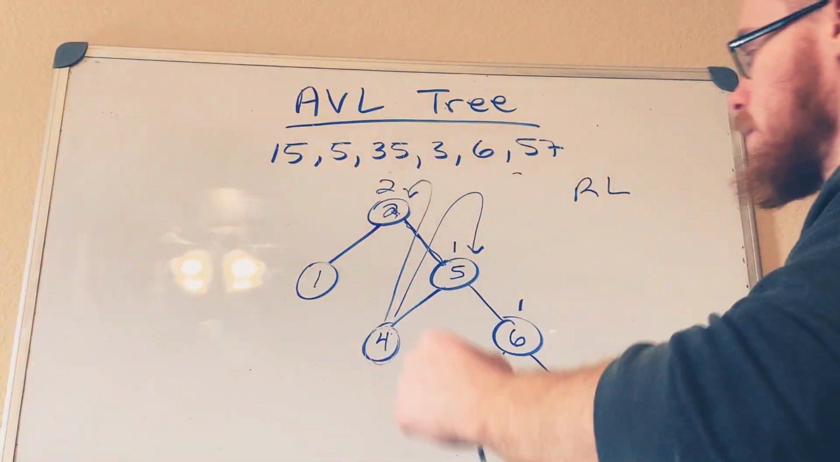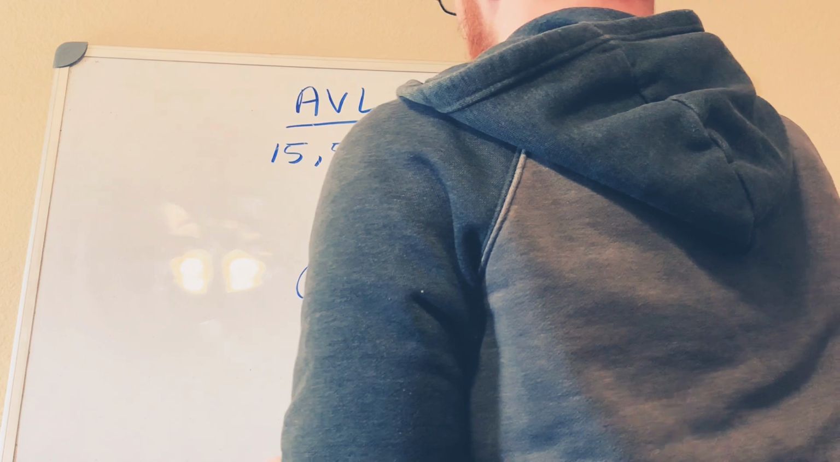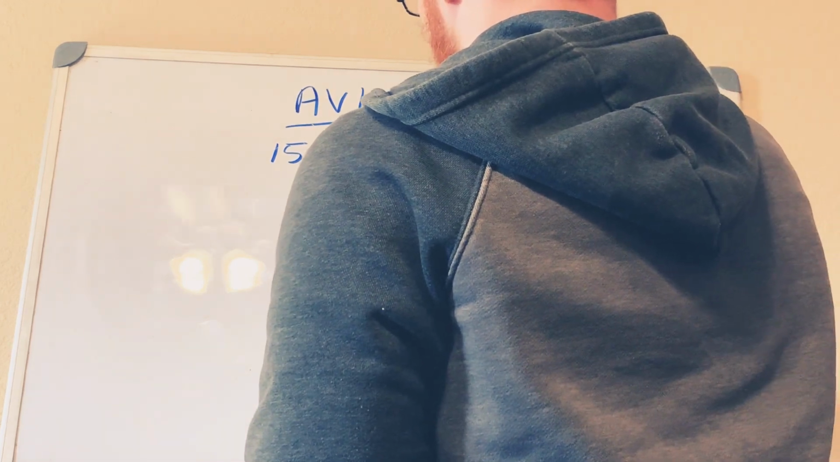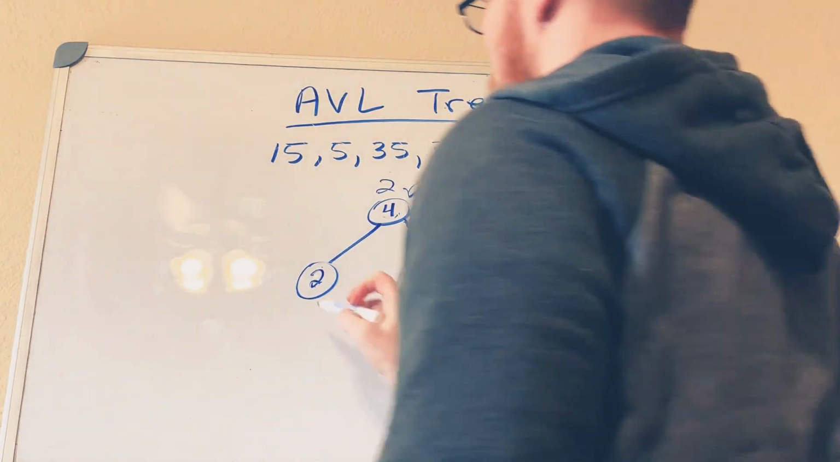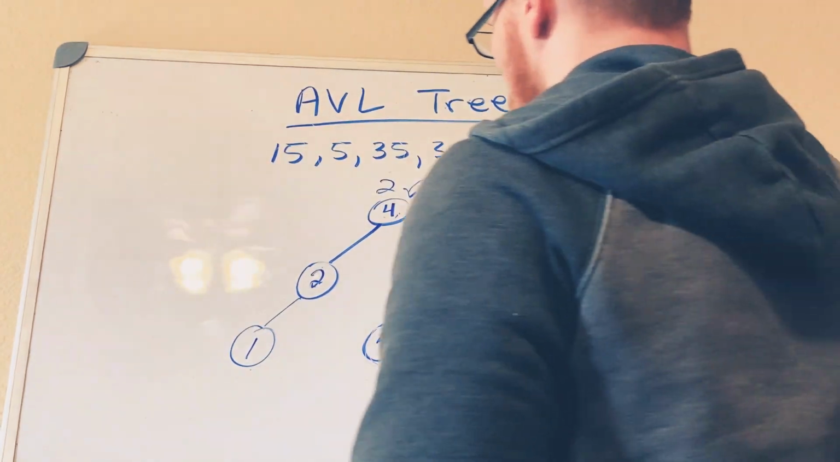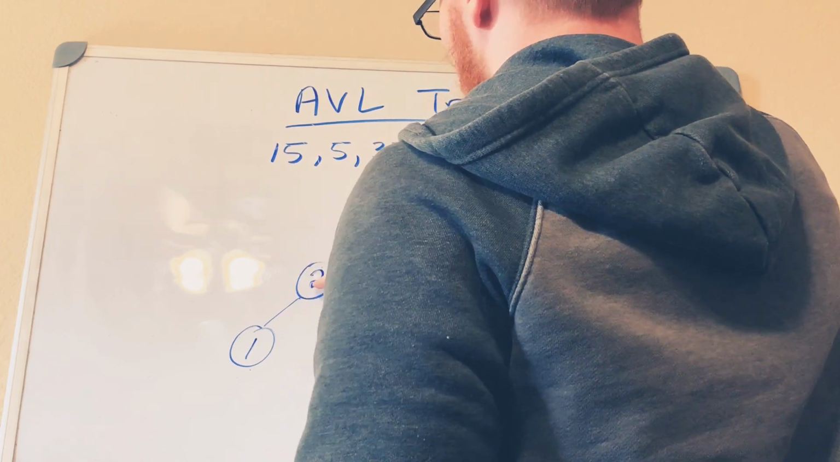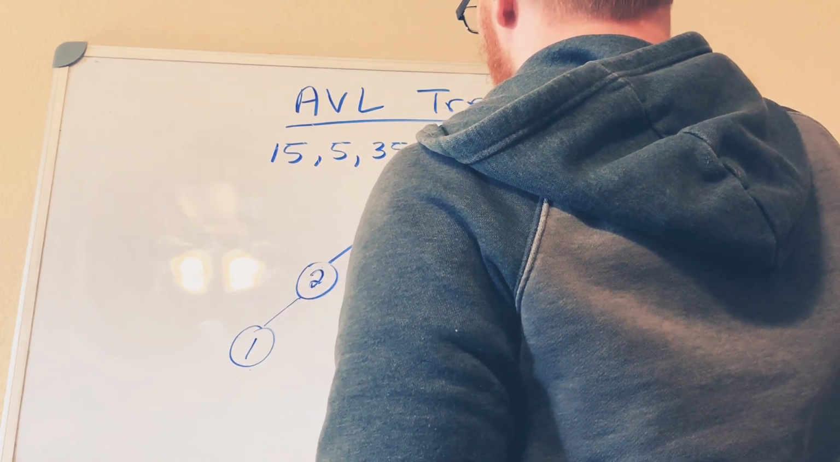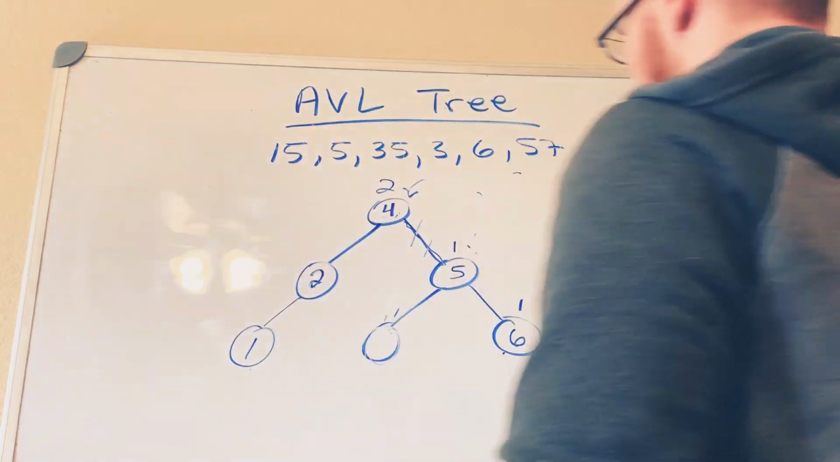So once we do that, let's see here. That's going to become 4. This is going to become 2. And 2 becomes 1. Because we pulled him up and he came here, and then the 2 came there. That was on the left. The 5 still stays there. Okay.